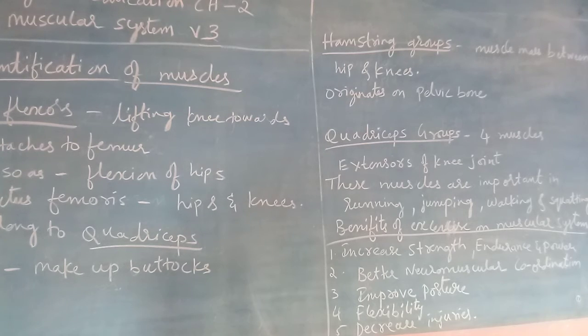Then better neuromuscular coordination. There should be a lot of coordination between the muscle and the nerves, because during the game we have to stretch our muscles. Nerves also help in stretching, and the nerves also help in making decisions. So it helps better neuromuscular activity. If the coordination between the muscle and the nerves is good, then we can perform better for a long duration. Then improved posture. It will give a regular posture to your body.